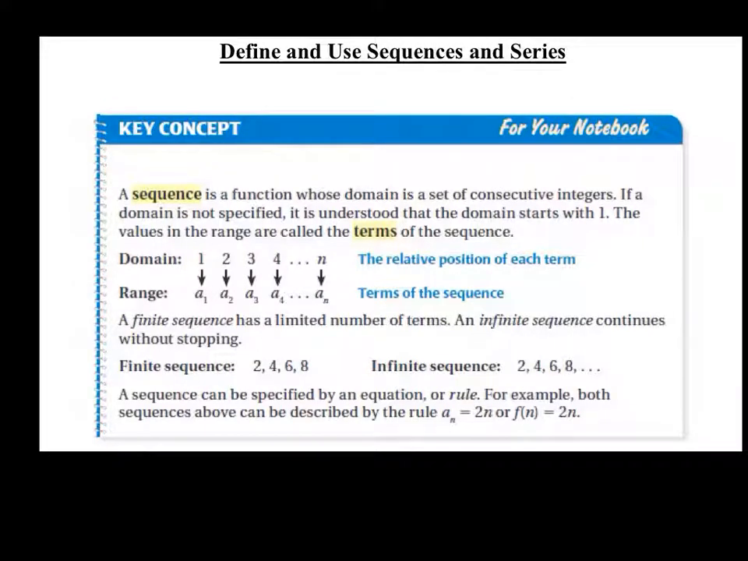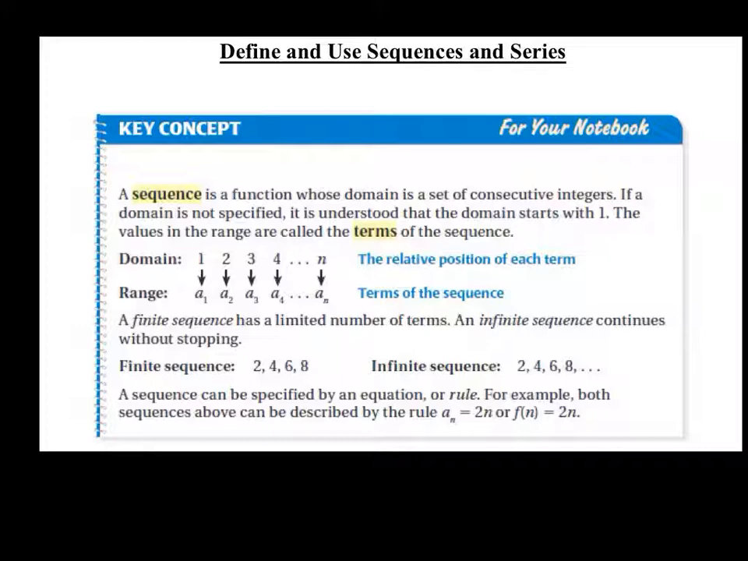So before we get into talking about the different types of sequences and series and patterns and rules, let's at least define and understand what a sequence or series is. So a sequence is a function whose domain is a set of consecutive integers. So the domain would be integers such as 3, 4, 5, 6, consecutive one after the other. And it says that if a domain is not specified, then it's understood that the domain starts with 1.